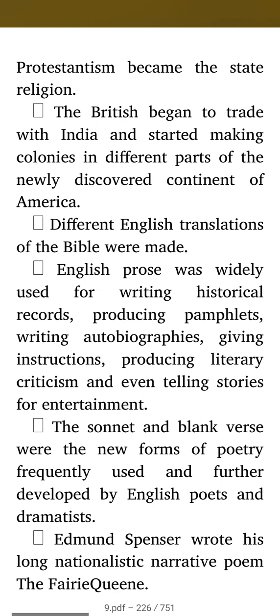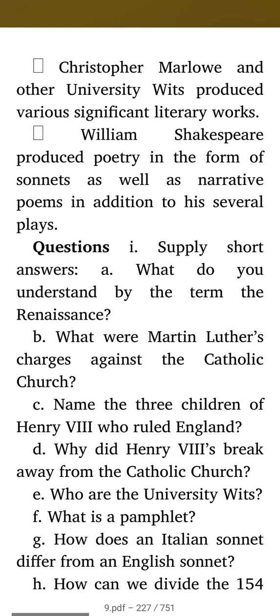The sonnet and blank verse were the new forms of poetry frequently used and further developed by English poets and dramatists. Edmund Spenser wrote his long nationalistic narrative poem, The Faerie Queene. Christopher Marlowe and other University Wits also produced various significant literary works. William Shakespeare produced poetry in the form of sonnets as well as narrative poems in addition to his several plays.